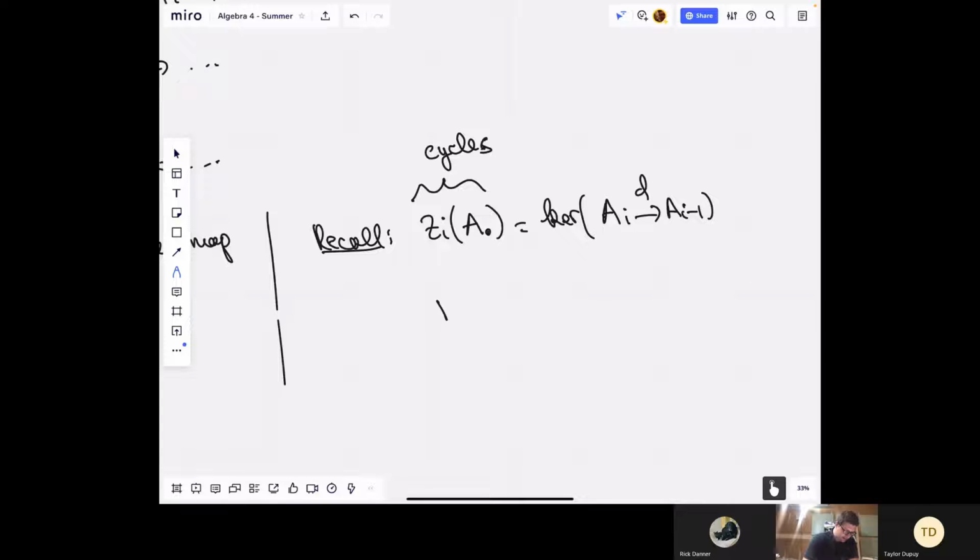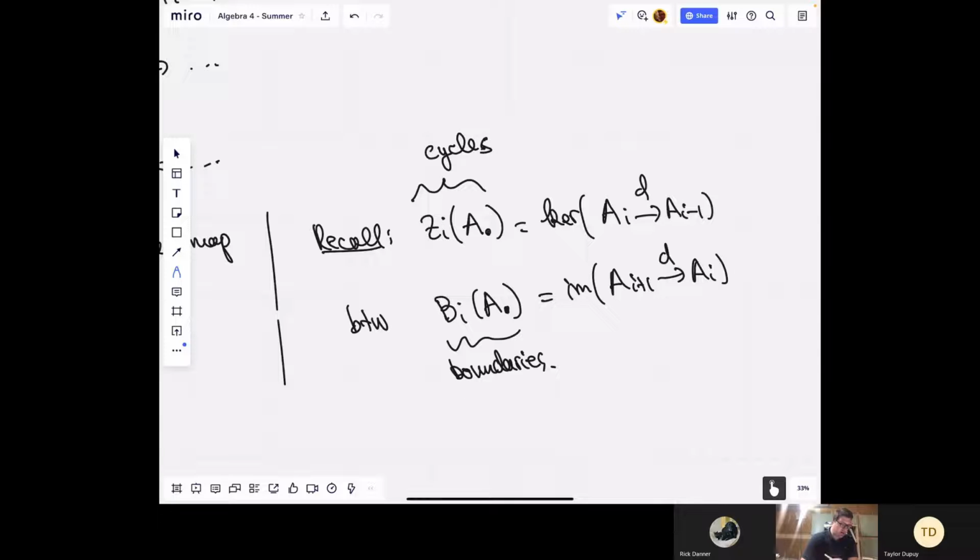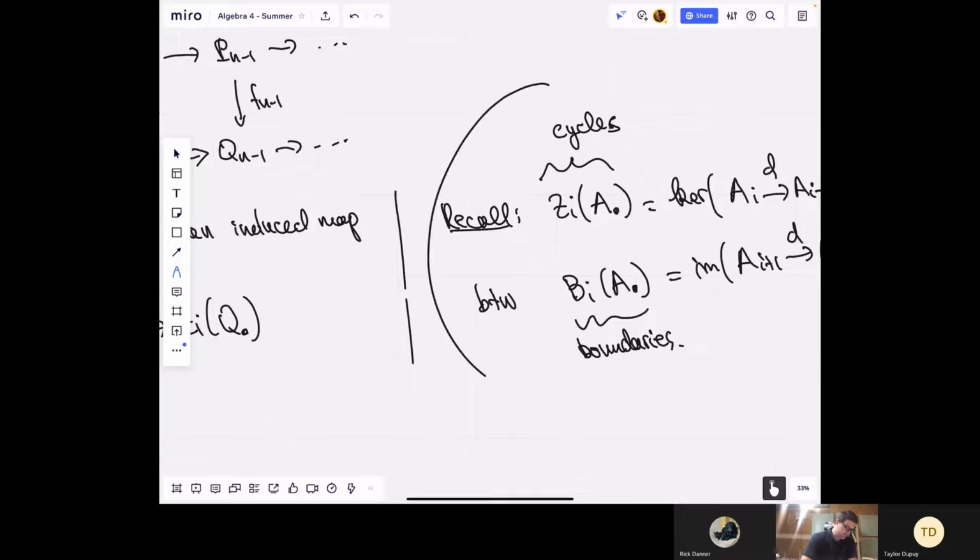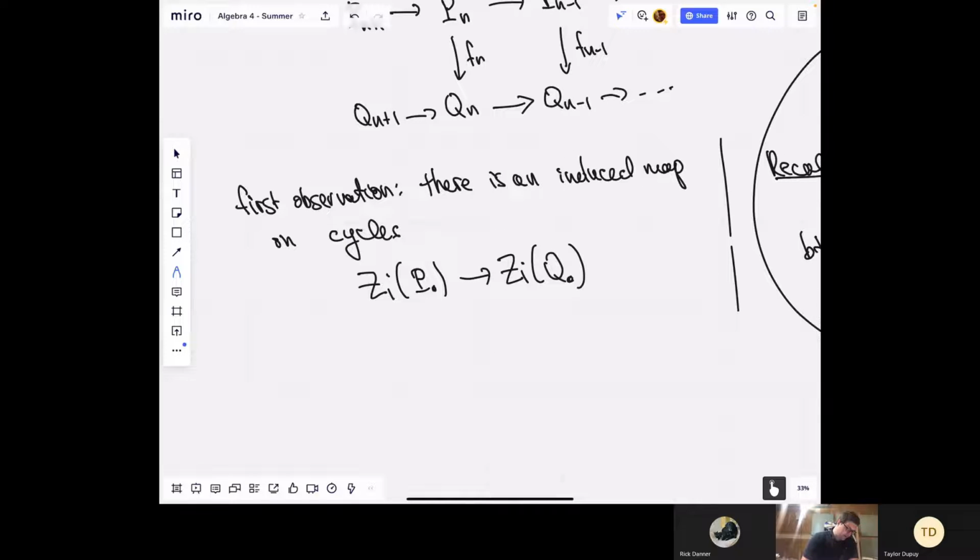And then the boundaries, Bi, by the way, is the image of Ai plus 1 to Ai. And so these are the boundaries. And then homology is cycles modulo boundaries. Okay. All right. So we're going to have a map from the kernel of one to the kernel of another. So why is this?